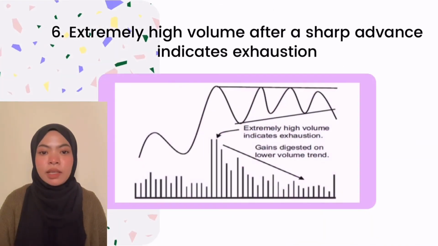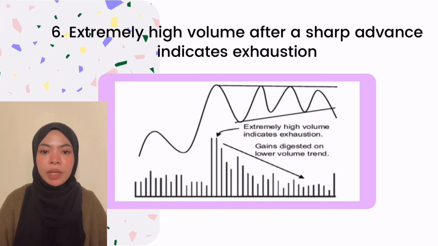Next is extremely high volume after a sharp advance indicates exhaustion. When volume and price expand at a sharp pace but short of a parabolic blow-off and then contract slightly, this usually indicates a change in trend. Sometimes this is an actual reversal and at other times a consolidation.